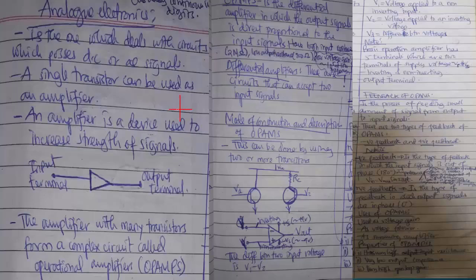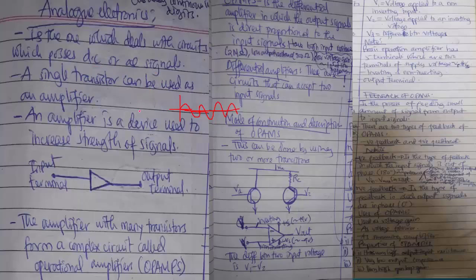Lakini unavyoongelea analog ikiwa ni ile kwenye transistor ya kawaida, inakuwa in terms of variations, okay. Lakini unavyoongelea digital electronics ni in terms of 1 0 1 0 1 0. So hii ndo mfano wa analog electronics, which is the one which deals with circuits which possess DC or AC signals.